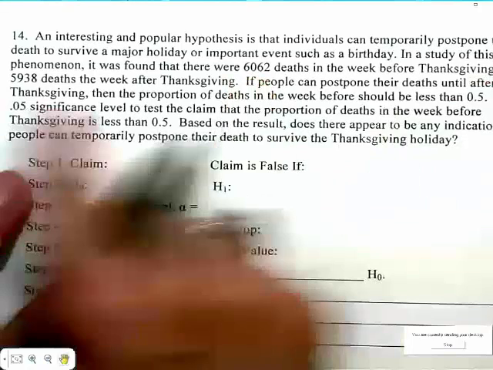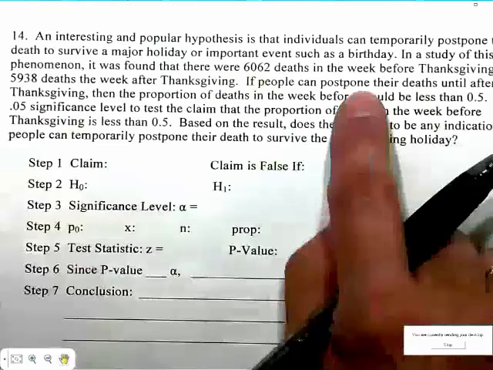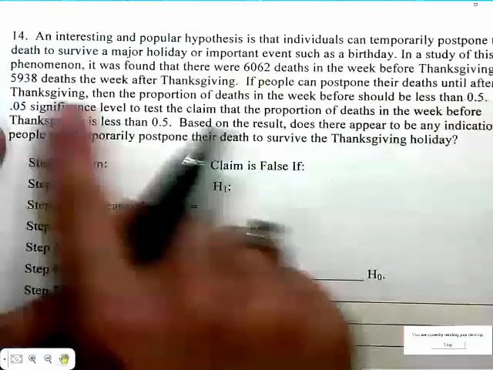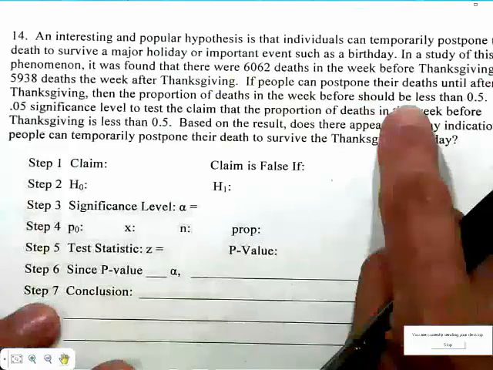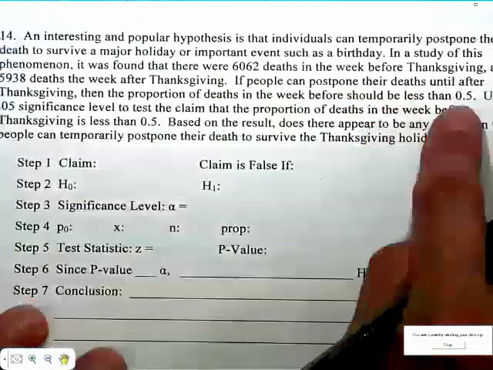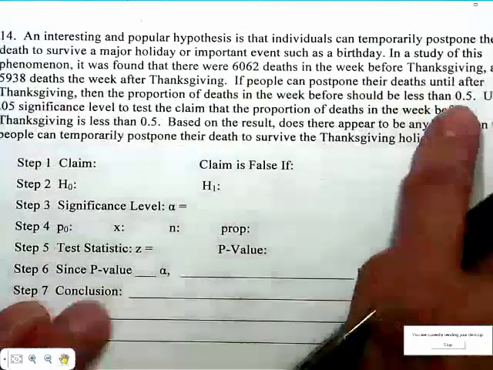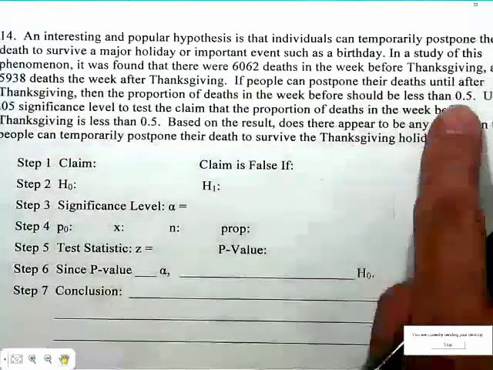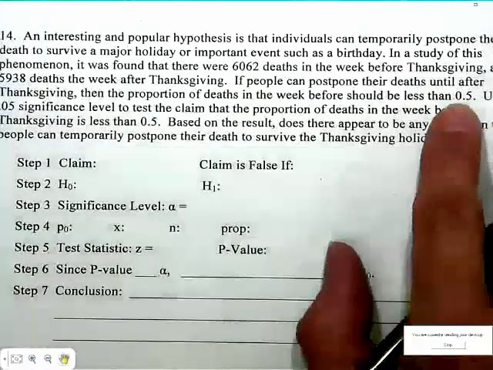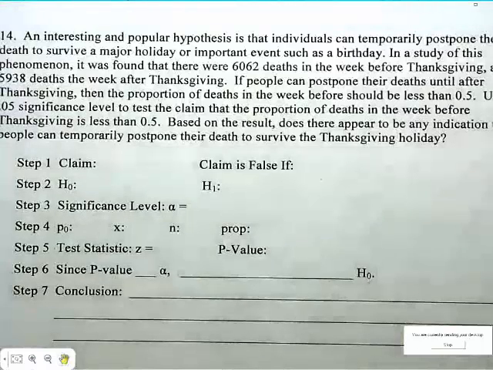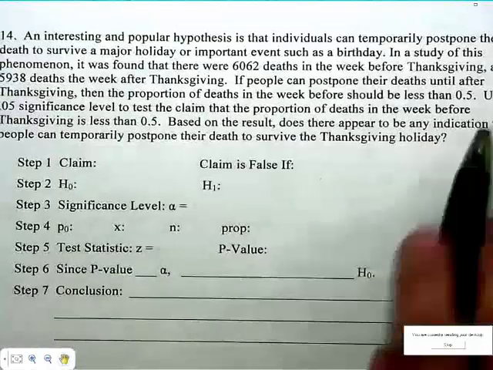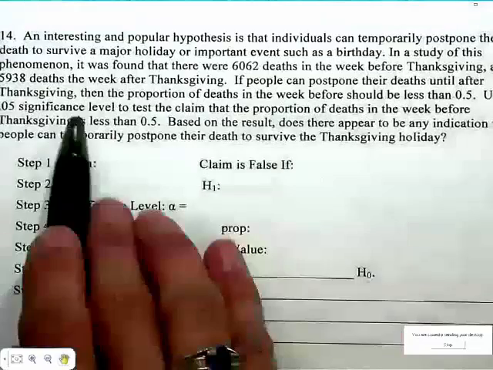If people can postpone their deaths until after Thanksgiving, then the proportion of deaths the week before should be less than 0.5. Yeah, because if they don't have any control, the proportion would be equal to 0.5. But if people actually are hanging on for Thanksgiving, I want one last turkey leg before I go, then the proportion of deaths the week before Thanksgiving would be less than 0.5. Use a 0.05 significance level to test the claim.